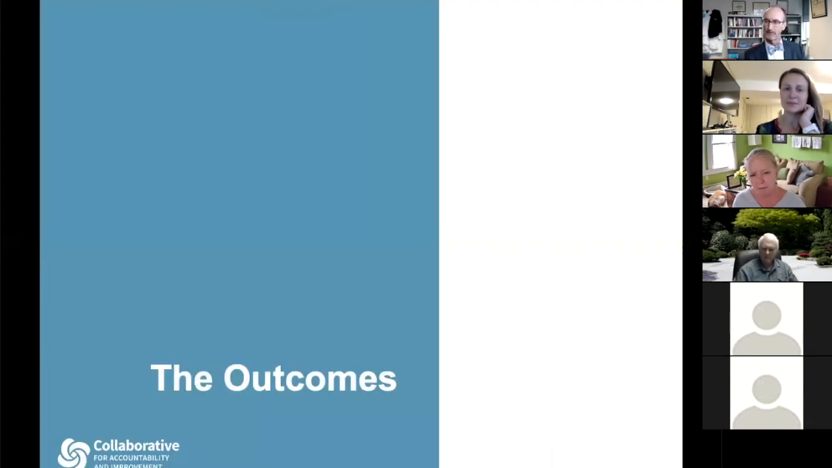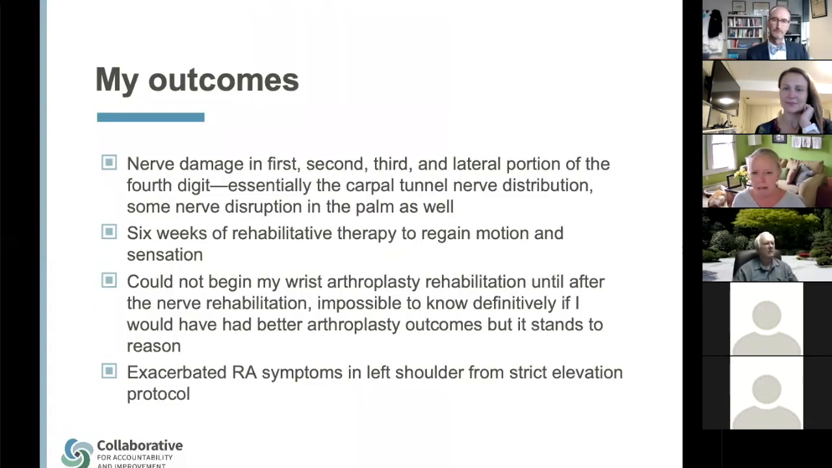So Sue's going to talk a little bit about what her follow-up experience was like. Yeah, so if you go to the next slide, thanks, Nicole. So the medical outcomes: I had a really significant amount of nerve damage and nerve disruption, and had to do a great deal of rehab on the nerve issues before we could even get to the wrist arthroplasty rehab. So it's impossible to know if I would have had better replacement outcomes had I not had these nerve issues.